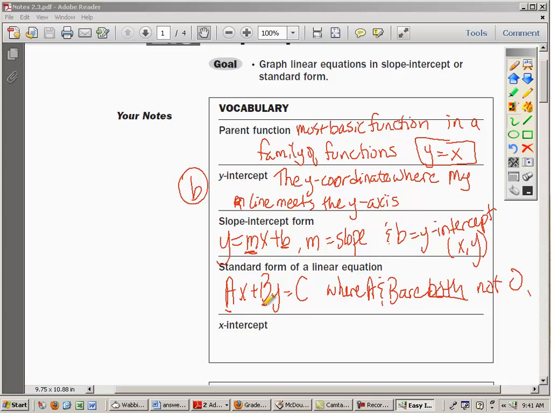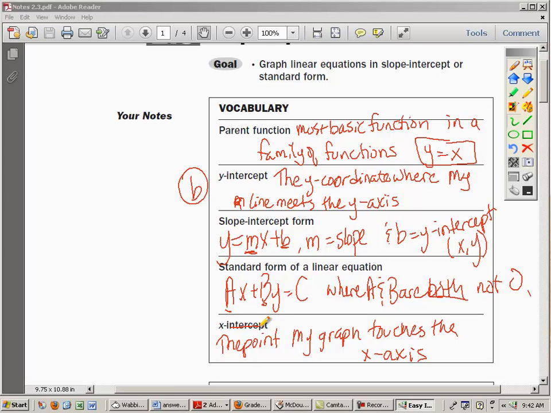And finally, the x-intercept, very similar to the y-intercept, is the point where my graph reaches the x-axis. So the point my graph touches the x-axis, or intersects. Again, the word intercept means where it hits or crosses that particular axis. So the x-intercept is where it crosses the x-axis, the y-intercept is where it crosses the y-axis.